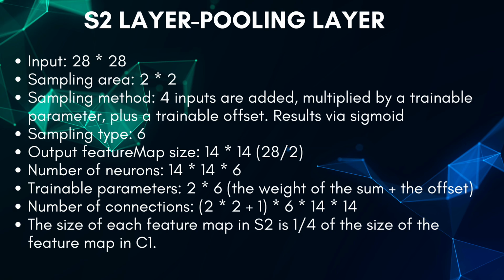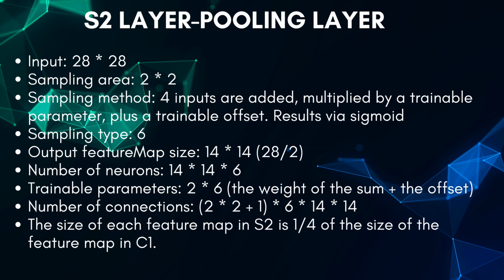We are diving into the S2 layer of LeNet 5. This is the pooling layer, also known as the downsampling layer. Let's break it down and see how this layer helps reduce the complexity of the data while preserving key features.